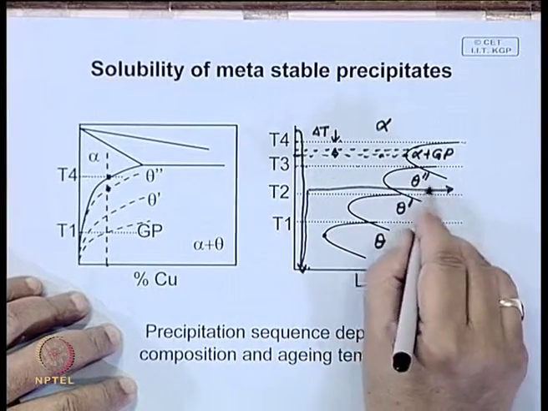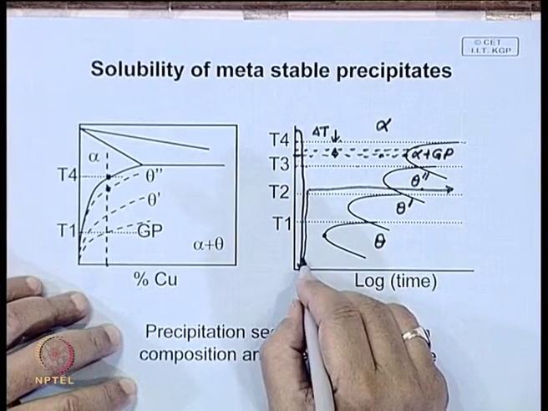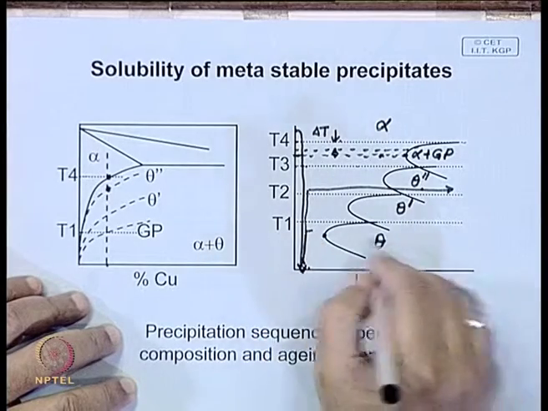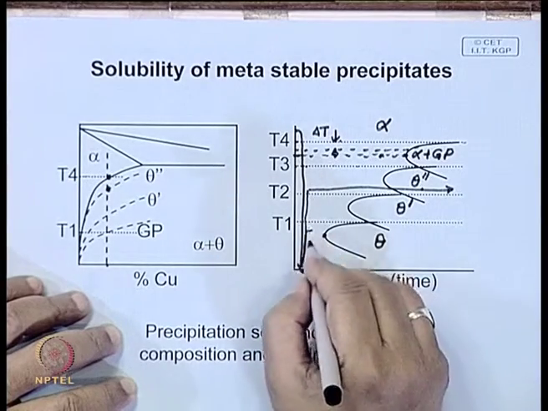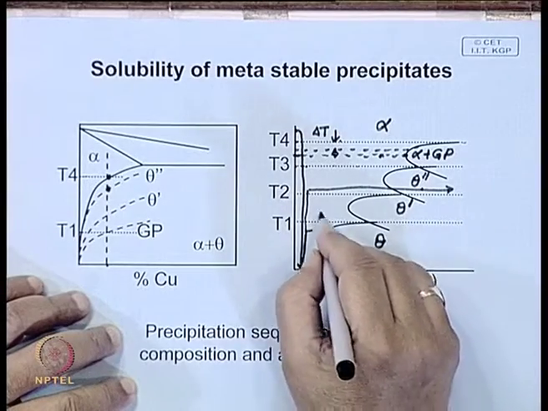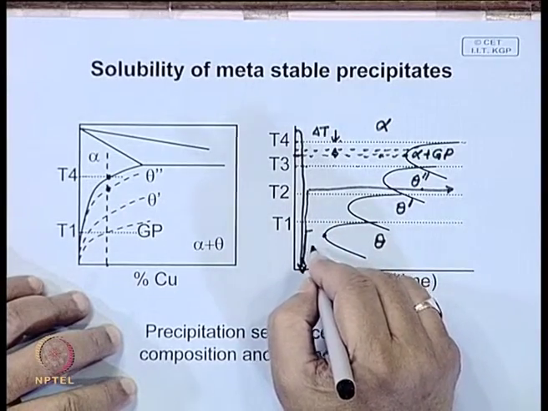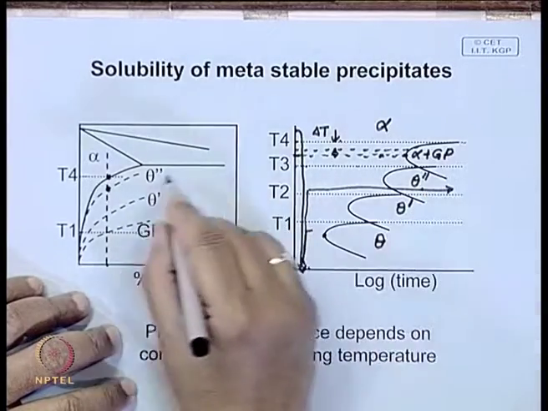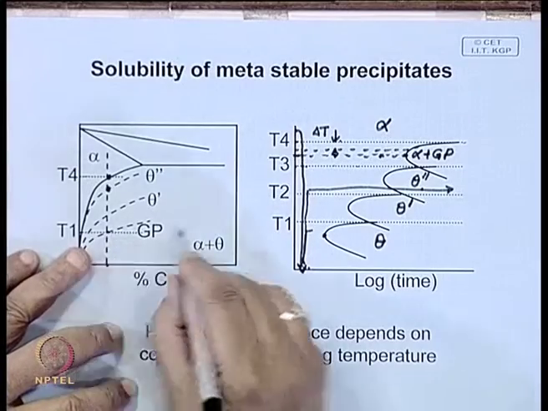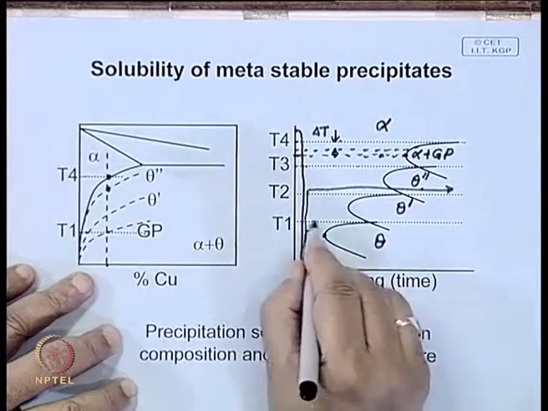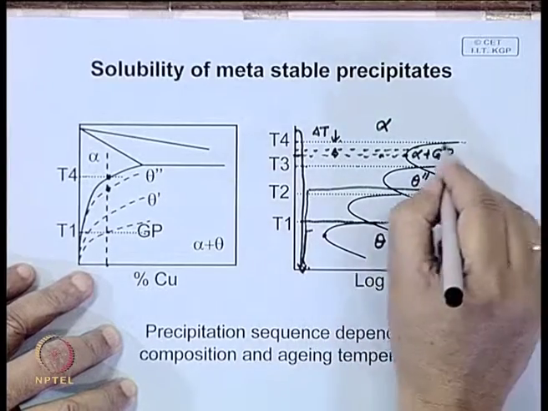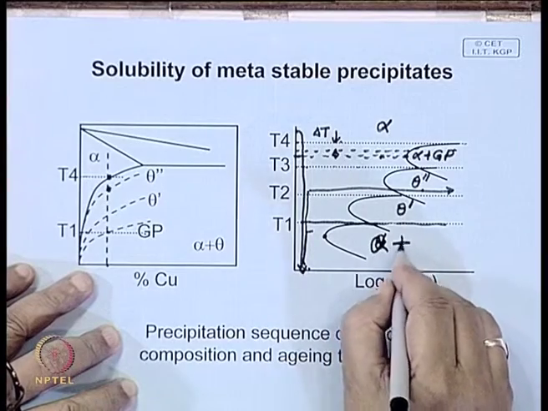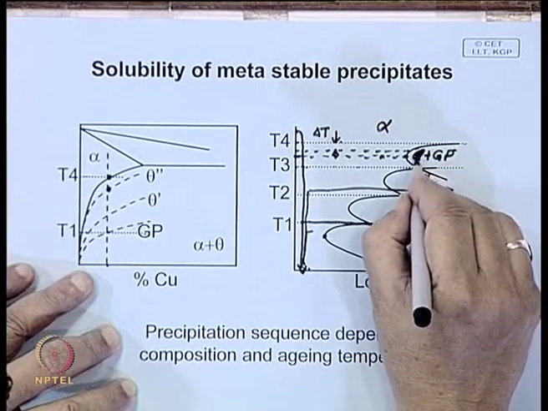If you do it here, you will get theta double prime. If you age it here, say normal aging, so I think you need to make a correction. This is the GP zone actually. So, I think here you will have alpha plus GP zone.